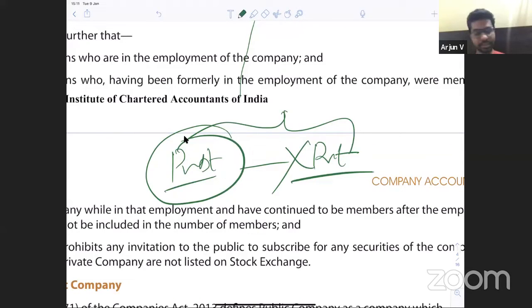A public company is a company, and now don't say what is a private company. Don't say that, guys: a company which is not a public company is a private company. That's not how it is defined. It's only defined from a public company per se, saying any company which is not a private company. When a law defines it that way, what becomes important is that we need to start figuring out what the conditions of a private company are.